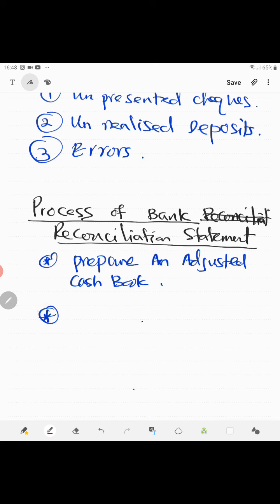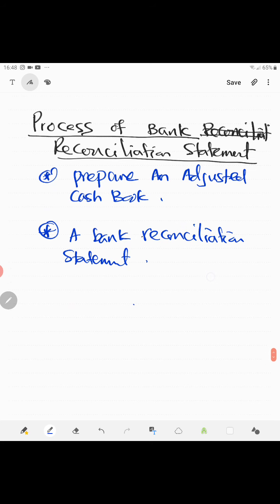Once you complete the preparation of the adjusted cash book, then we should prepare what we call a bank reconciliation statement. Now, what do I mean by adjusted cash book? Let's try to understand in a little more detail what you mean by adjusted cash book. In short, I call this ACB.